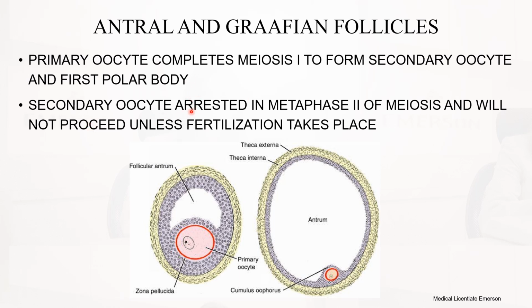Then the secondary oocyte becomes arrested in metaphase 2 of meiosis 2, and it will not proceed unless fertilization takes place. So from the primary in the antral phase, we go to the secondary, which is the Graafian follicle, the Graafian stage. The secondary oocyte in the Graafian stage will also be arrested in metaphase 2 of meiosis 2, and it won't proceed to another stage until fertilization takes place. If it does not take place, it won't proceed, it will just be absorbed later on. Okay, that's what we are saying. So the one which triggers the completion of meiosis 2 is actually the sperm cell. That's what you need to understand.